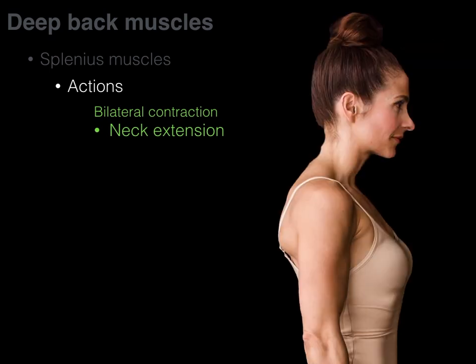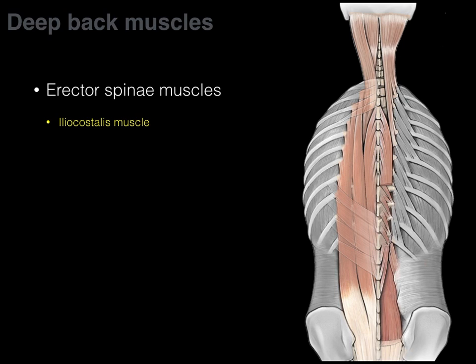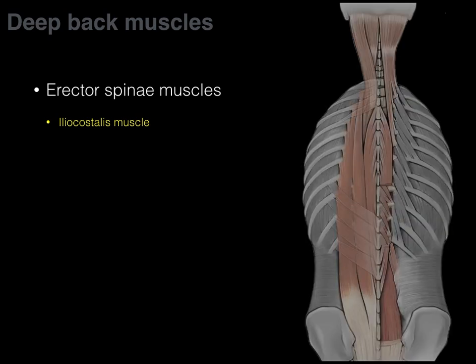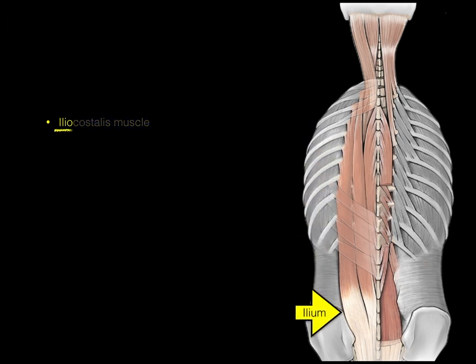There's neck extension. The erector spinae muscles are next, and there are three of them: the iliocostalis, longissimus, and spinalis muscles. First, iliocostalis. We're going to outline that iliocostalis in this picture, and it arises from the ilium and goes to the ribs, segmentally attaching up on the ribs. Hence the name ilio for ilium and costalis for ribs.